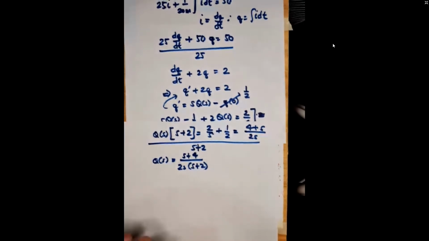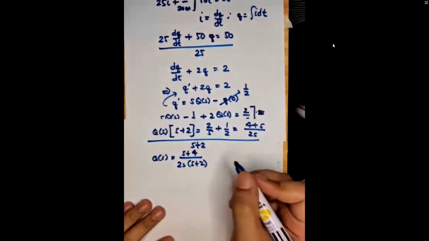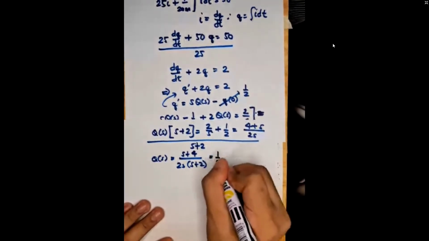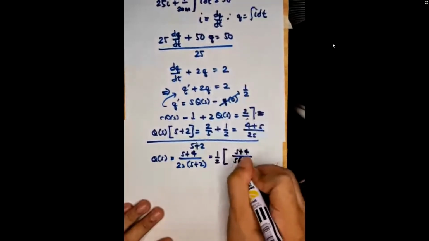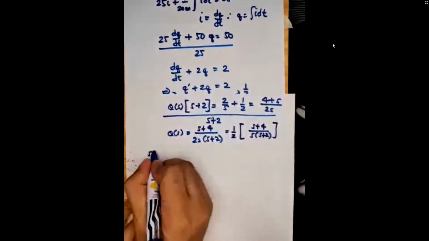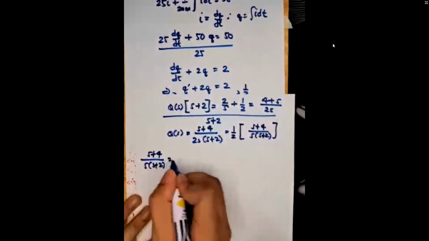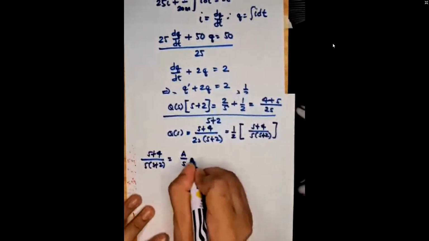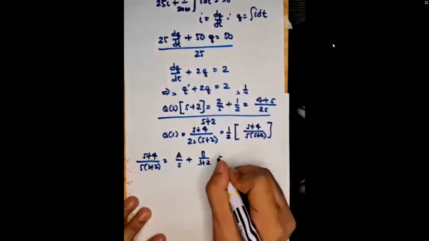Hindi ko kailangan mag-partial fraction. Okay. So, ang gagawin ko ay ilalabas ko muna yung 1/2 para maging siyang (S plus 4) over S times (S plus 2). Ayan. Kukunin ko muna yon, tapos ibabalik ko na lang yung 1/2. So, (S plus 4) over S times (S plus 2) is equal to A over S plus B over S plus 2. And then we add them.